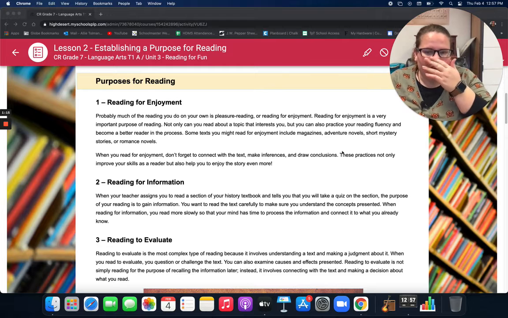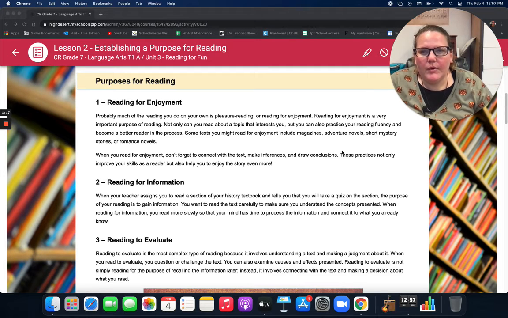Alright, reading for enjoyment. Probably much of the reading you do on your own is pleasure reading, or reading for enjoyment. Reading for enjoyment is a very important purpose for reading. Not only can you read about a topic that interests you, but you can also practice your reading fluency and become a better reader in the process.